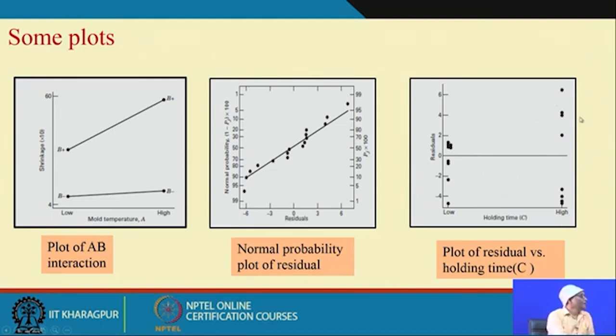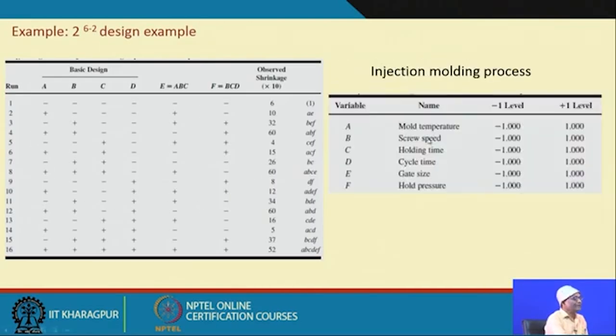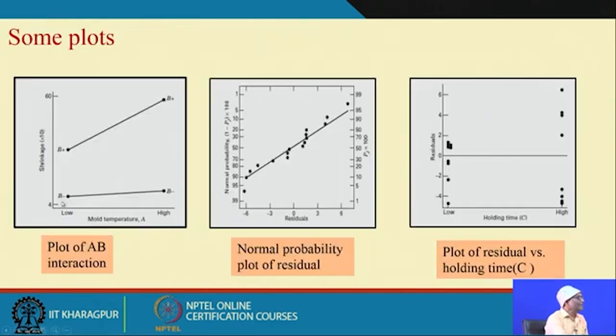Getting me? So, these are some residual plots. Now, if you want to interpret the first plot, look at the mold temperature effect with B. When B is at negative, and what is B? B is the screw speed and temperature is A. So, if screw feed is at low level, then your mold temperature effect is negligible, there is almost no change. But if screw feed is at high level, then the mold temperature has a large effect when you change it from low to high. This is basically the interaction plot, this way you have to interpret.